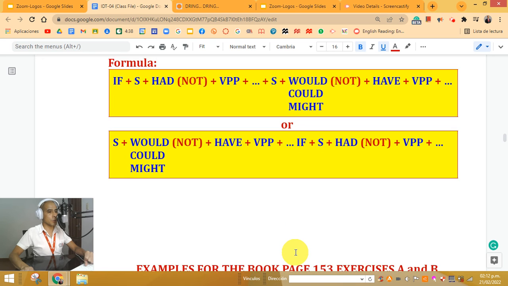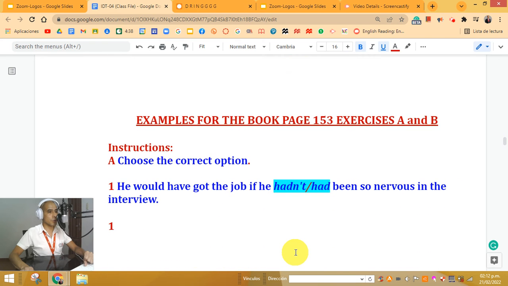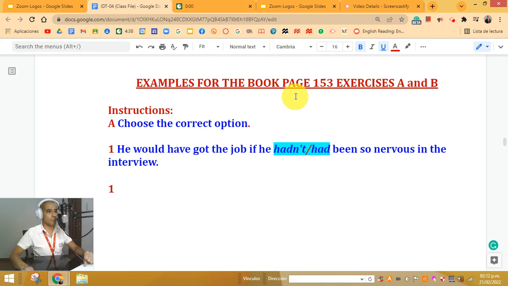Okay, in order to understand this much better, we are going to do some examples from the book, page 153, exercises A and B that correspond to the grammar reference. Let's read the instructions. The instructions say, exercise A, choose the correct option. Basically, what I have to choose is the appropriate word in this case.